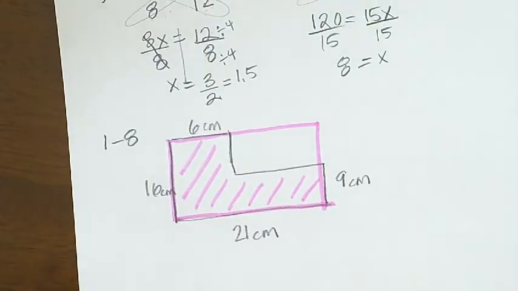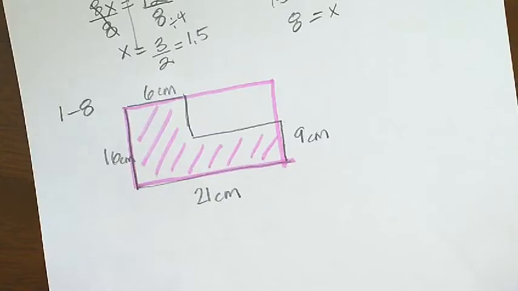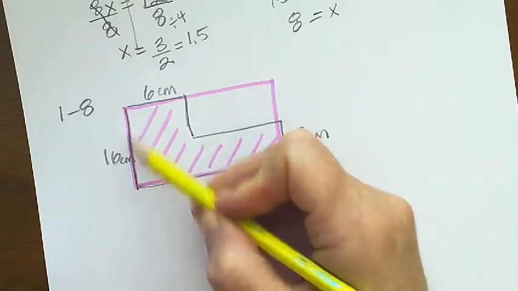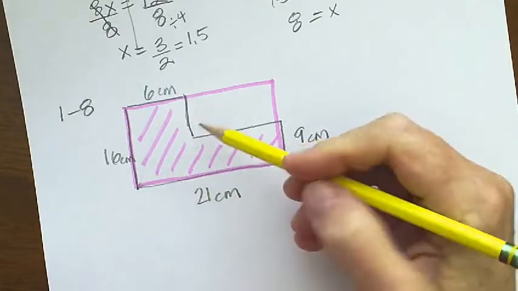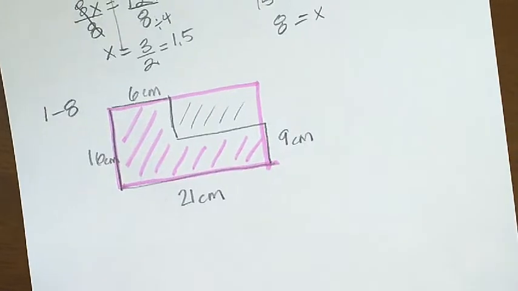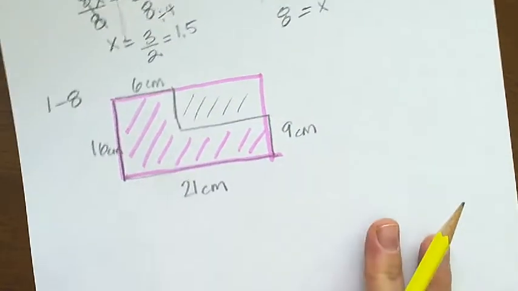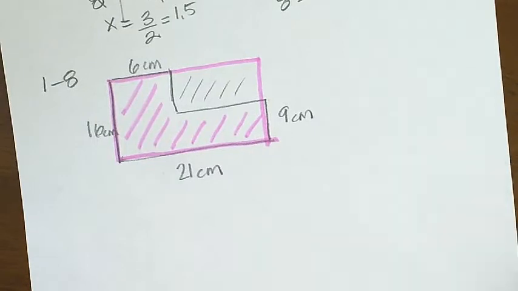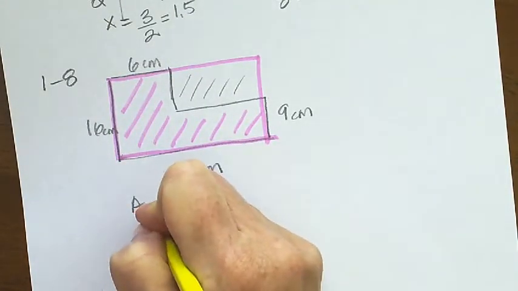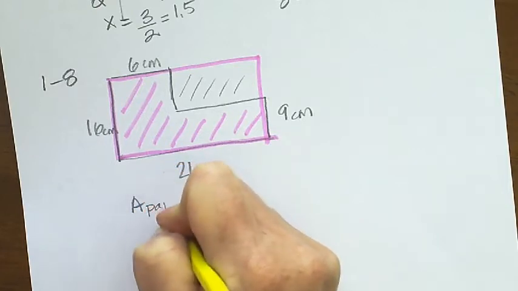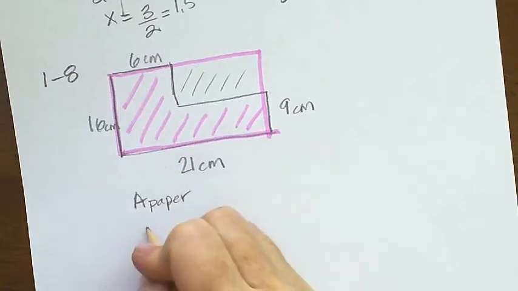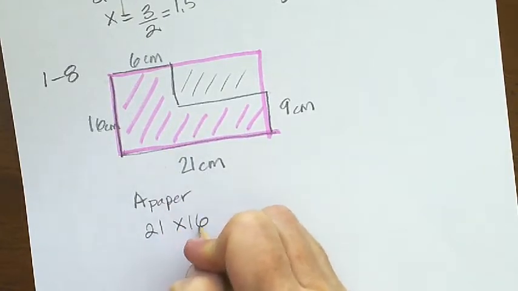So I could do this several different ways. We could split it up, or we could find the area of the rectangular piece of paper that she started with and subtract what she cut out. It's up to you. I'm going to do what I just described. If you want to do it differently and just check your answer, that's fine. So the area of the paper would be the base times the height, which would be 21 times 16.